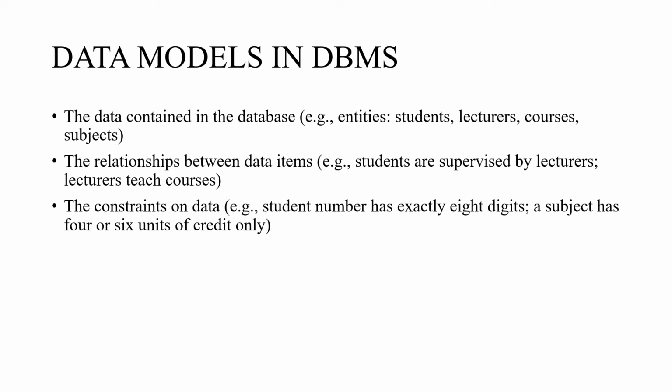The constraints on data means there are some restrictions applied on the data. For example, a student roll number has exactly 8 digits. A subject has 4 or 6 units of credit only. So, the data model defines all the data contained in the database, the relationships between data items, and the constraints on the data.